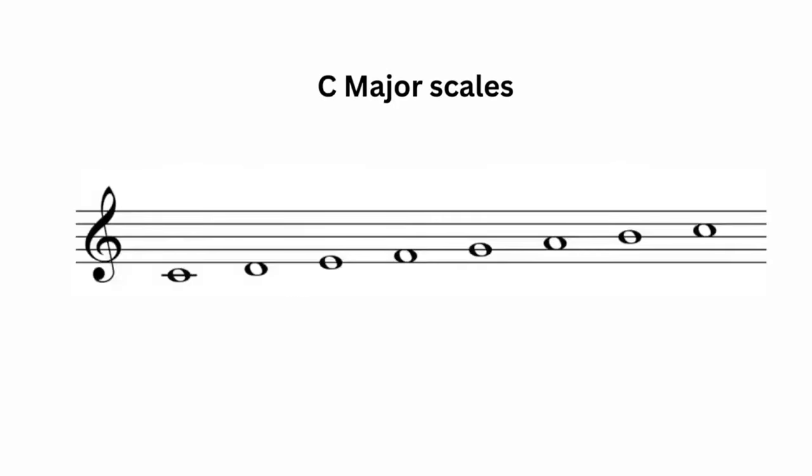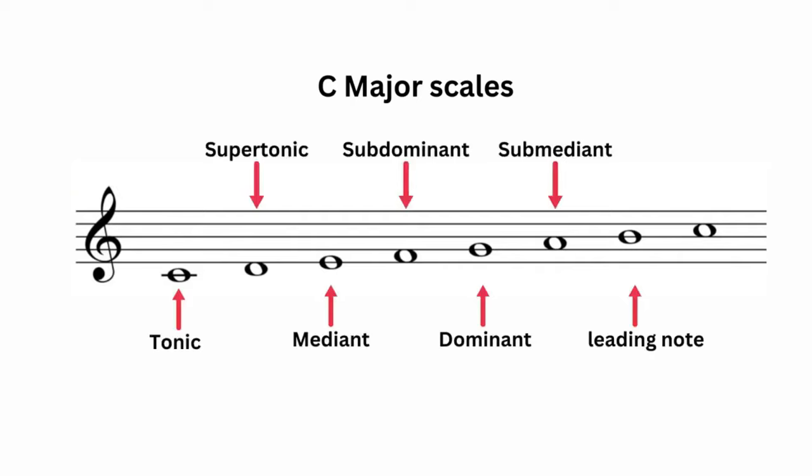We have just built up the scale. And now we need to know the name of each scale degree. Each degree has its unique role and function. The tonic, as the first degree, establishes the tonal center and provides a sense of stability.